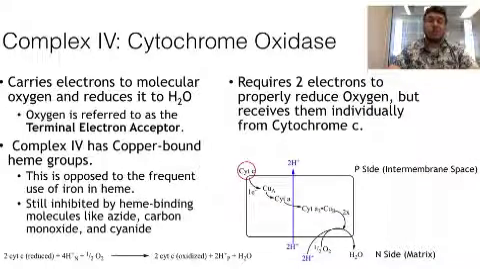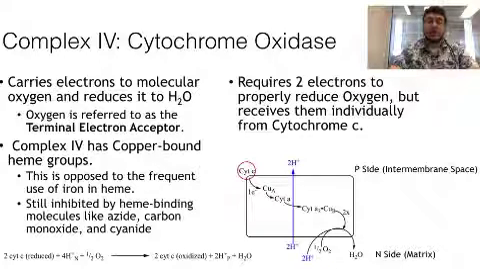So cytochrome C will then travel to complex 4, cytochrome oxidase. Cytochrome oxidase will oxidize cytochrome C and reduce oxygen. So cytochrome C carries 1 electron to this complex, and in this complex, the oxygen molecule is considered the terminal electron acceptor for the entire mitochondrial electron transport chain.